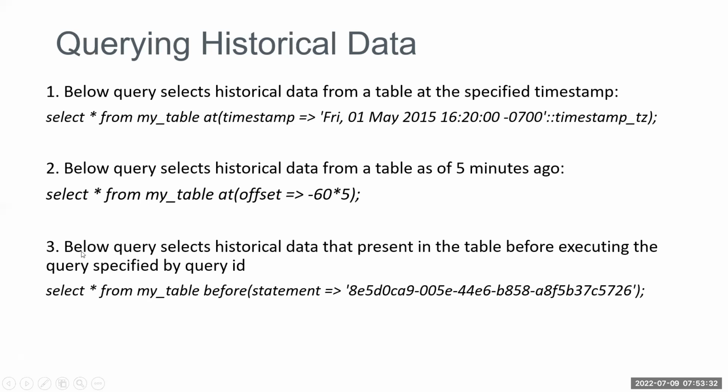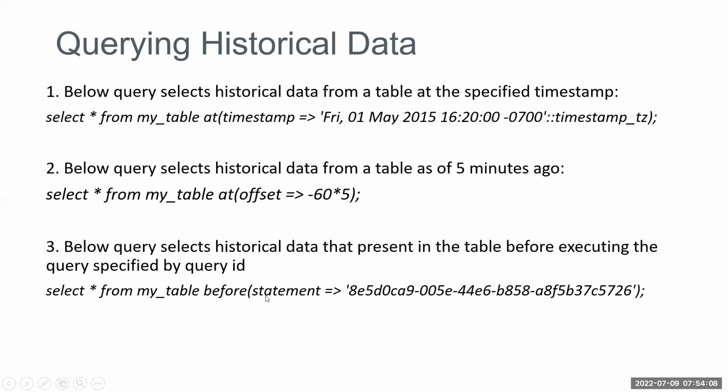And the third way: the below query selects the historical data that was present in the table before executing a particular query that is specified by the query ID. Suppose I select star from table before. So here we use the before statement, and I have to give the query ID. So before executing this query with this query ID, whatever data was present in the table, we can bring that data and see it.